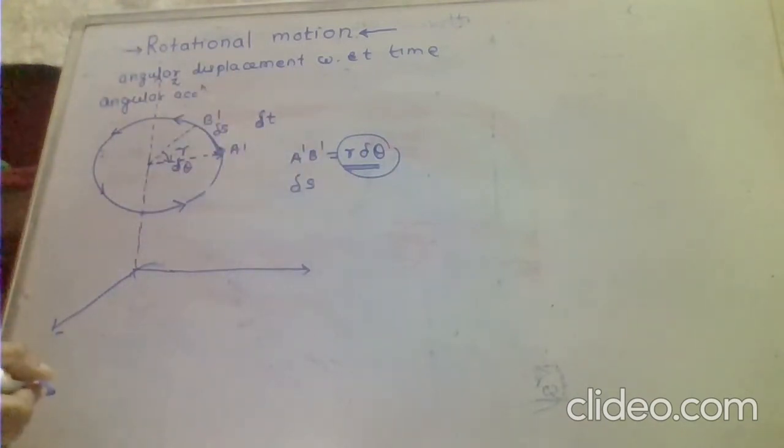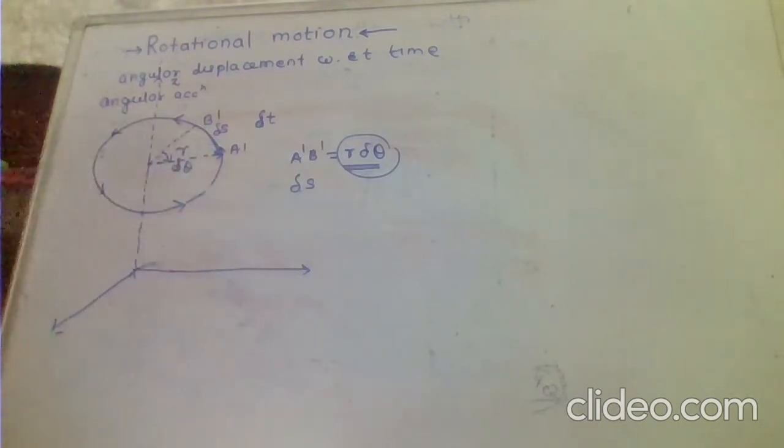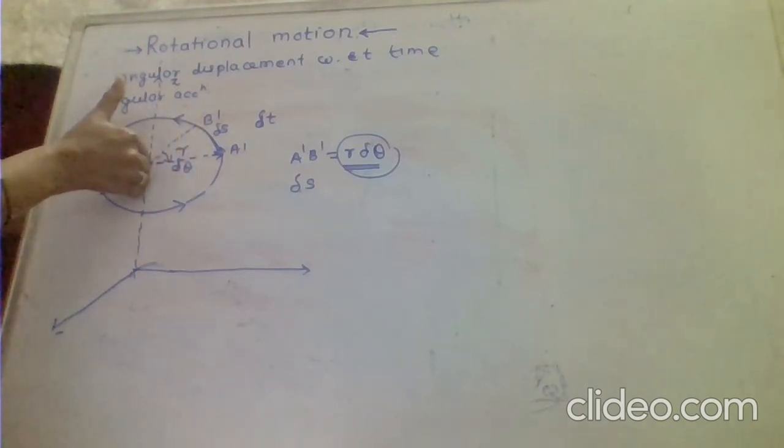Angular displacement is a vector quantity, and its direction is given by the right hand rule. That is, fold the fingers of the right hand in the direction of motion of the particle.